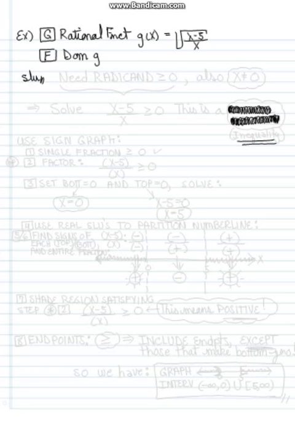Given this rational function under a radical sign, it's really a radical function with a rational function underneath. g of x is equal to the square root of (x minus 5) over x. Find the domain of this function g.